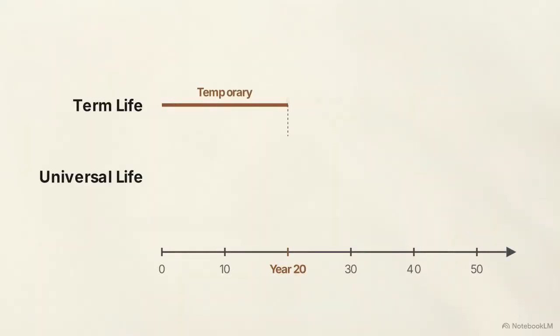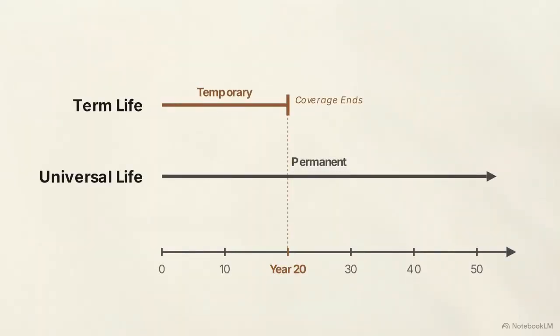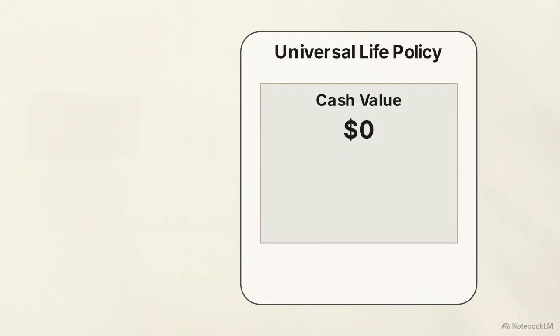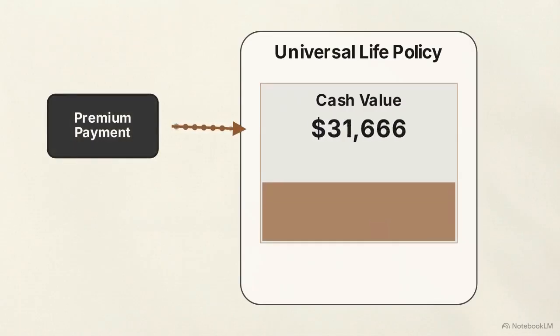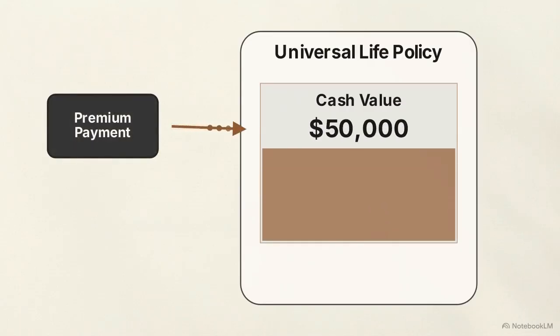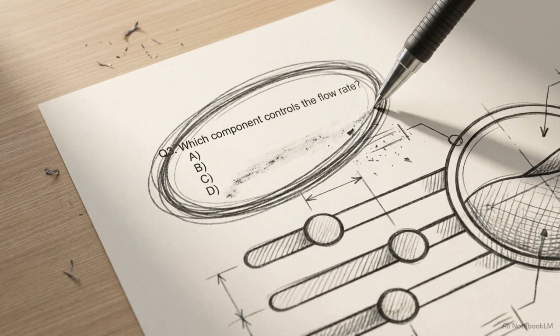Unlike term insurance, which offers purely temporary death protection, universal life builds cash value. Over time, part of the money flowing into the policy pools into an internal financial reservoir. Here is where the exam sets its trap.